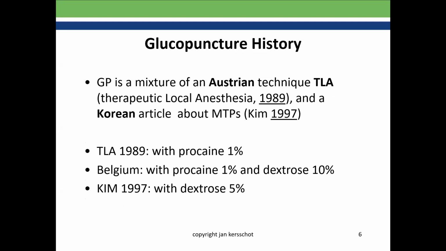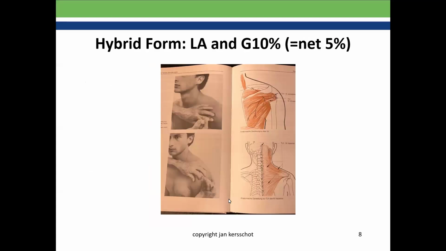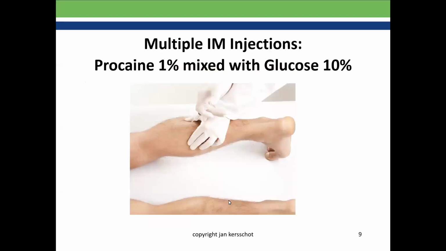And I discovered the use of local anesthetics. They mainly used Procaine. And we started with Procaine 1% and dextrose at 10%. And then came the Korean article in 1997 by Dr. Kim, and they said that local anesthetics and dextrose had the same effects for injecting trigger points. This is the German book about therapeutic local anesthesia, and you see where they inject a lot, for example, in trigger points, in pain points, and so on. And we started to give a mixture of Procaine with glucose at 10%. So the net concentration is 5%, which is isoosmolar.